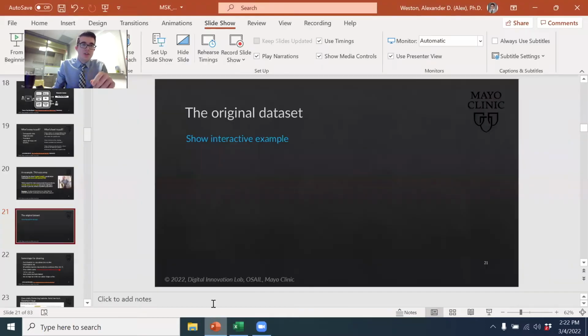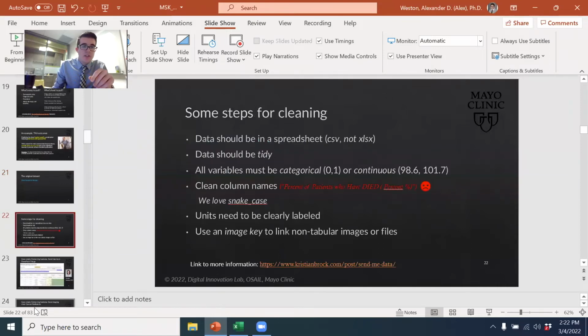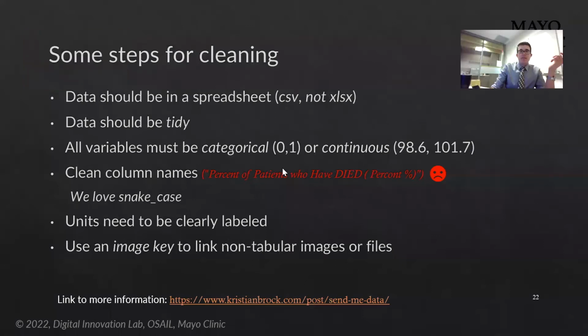So this is just to introduce the data set. So now I'll talk about what we're going to do to clean up this data set. A few things that we like to do for cleaning for machine learning. So first of all, we want our data set to be in a spreadsheet. So when we're saving our data, it should be in the CSV format, not Excel.